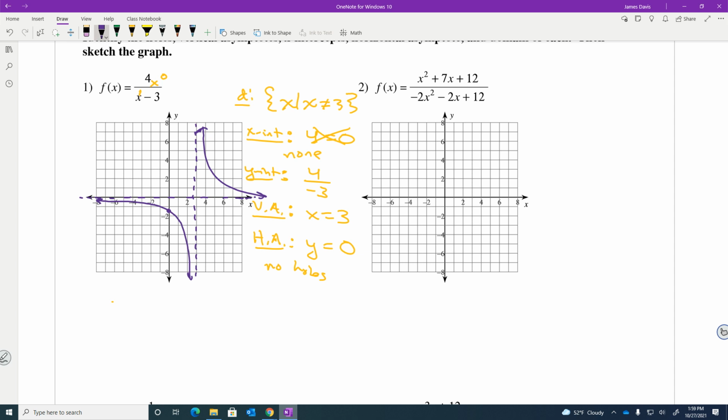All right, now the next one, we do have to do some factoring. So we're going to start with the top because that should be the part that you should already know how to factor. So take a second, don't say it out loud, and factor that really quick. Just the numerator for right now. What multiplies to give you 12 and adds to give you 7?